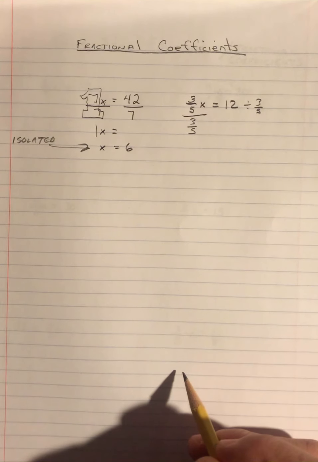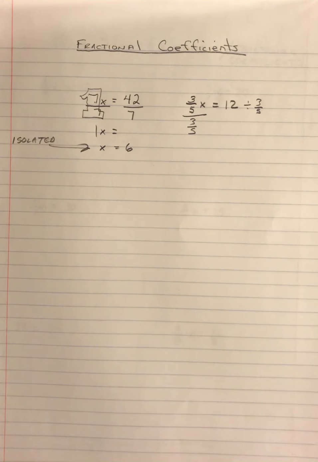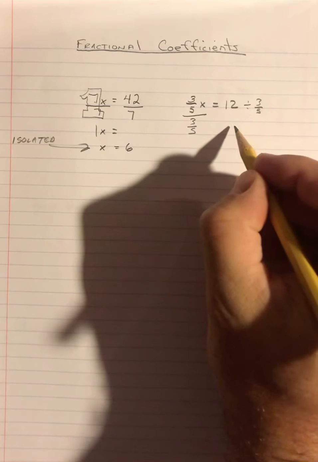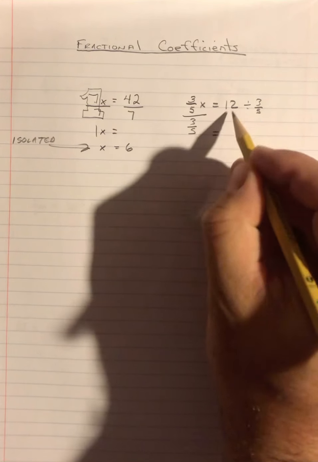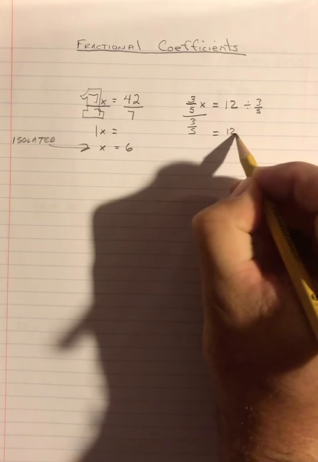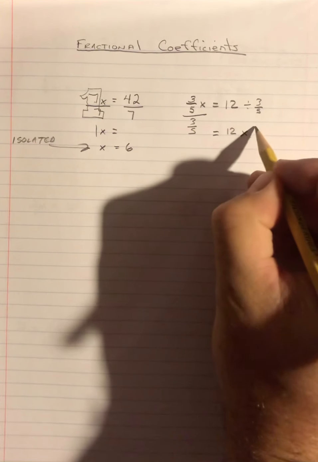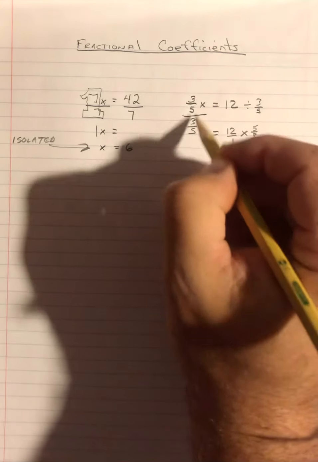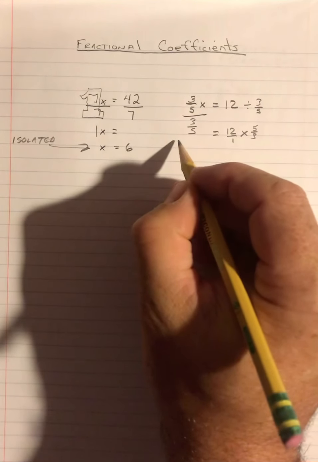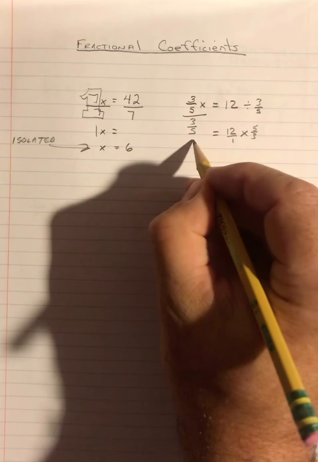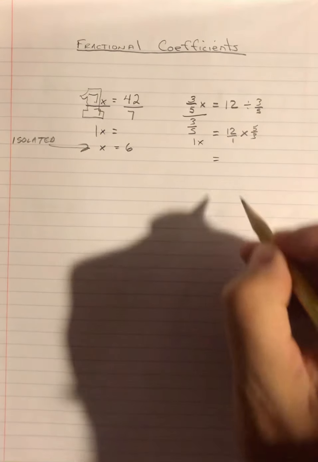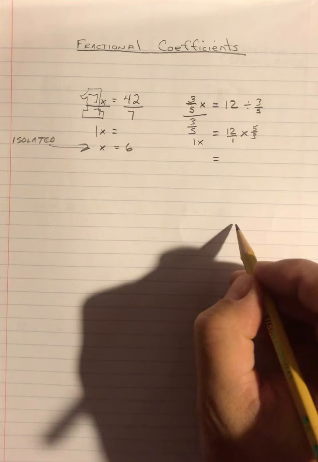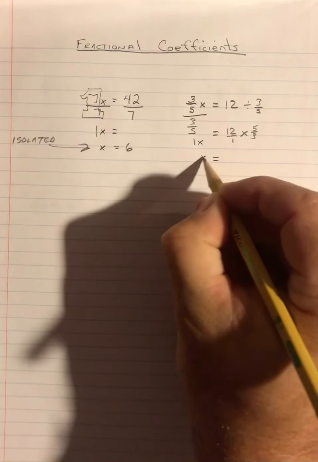Okay, but in reality, what happens when you divide by a fraction, if you remember a month or so back, you're really multiplying by the reciprocal. So on this side of the equation, I'm going to end up doing 12 times the reciprocal of 3/5, which is 5/3. Okay, and on this side, 3/5 divided by 3/5 would be 1x, because anything divided by itself is 1. And so this is x.